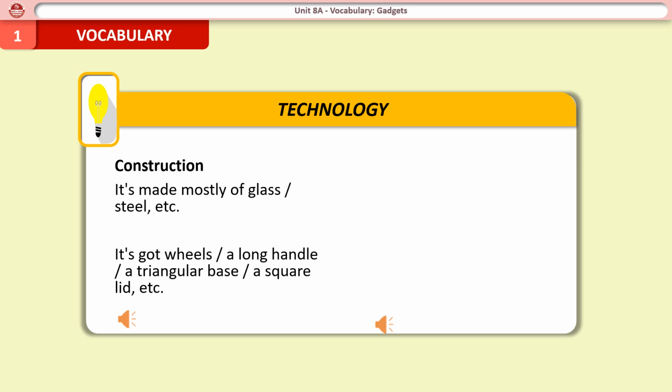And aside from construction, we can also talk about the use of that gadget. So what is it used for? What kind of function does it have here? These are some structures that you can use to describe the usage of that product. Use, you use it to, it allows you to, it prevents you from. Awesome job.